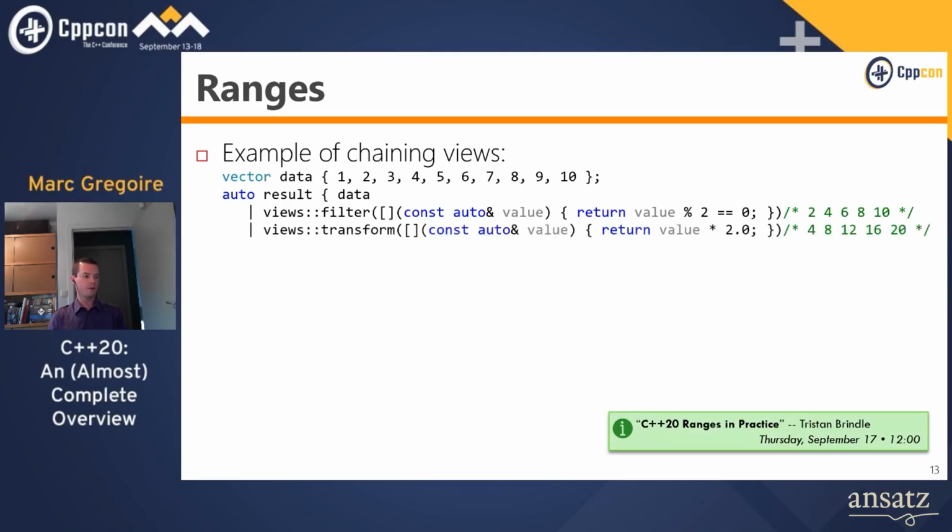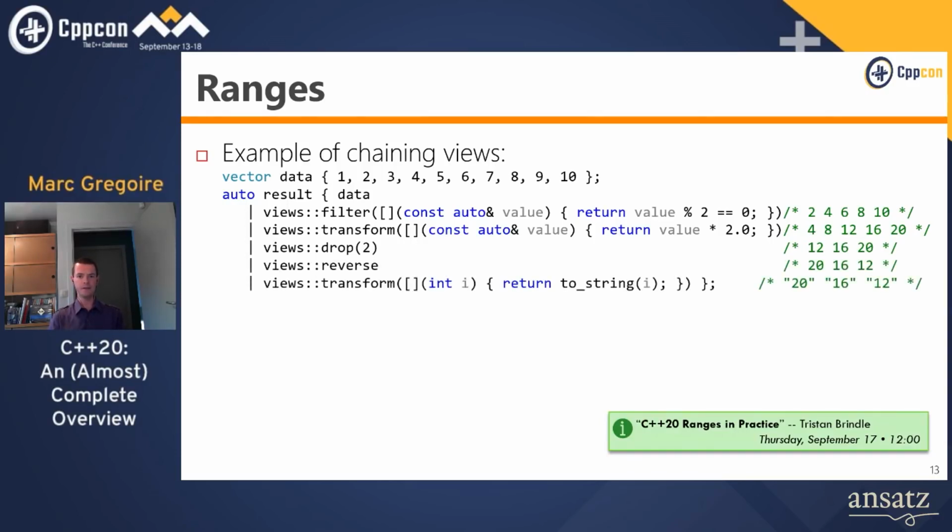The next operation in our pipeline is a transform operation, and this transform operation is just doubling all the remaining elements in our range. So we get 4, 8, 12, 16, and 20. We drop the first two elements, so we get 12, 16, and 20. We reverse the elements, and finally we transform them again, converting the remaining elements in our range to strings. So the result is 3 string elements representing 20, 16, and 12.